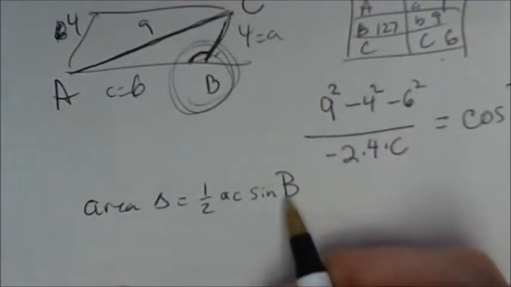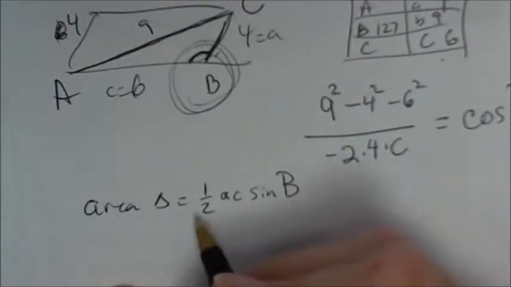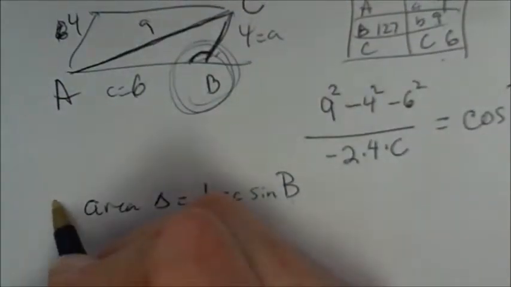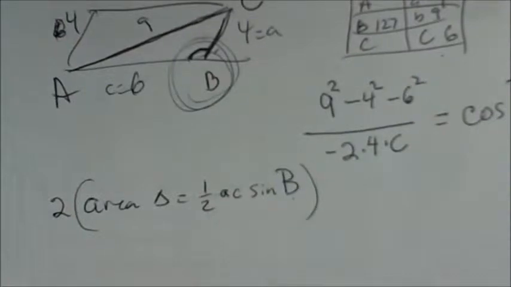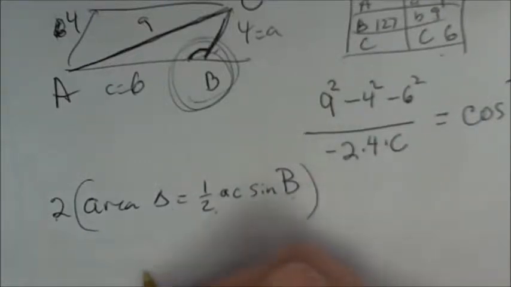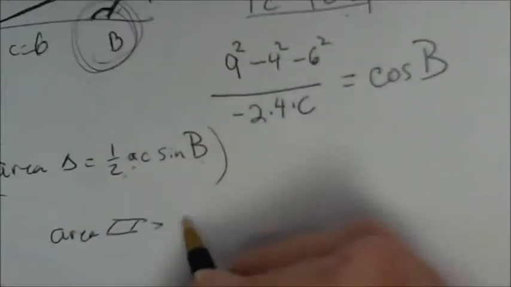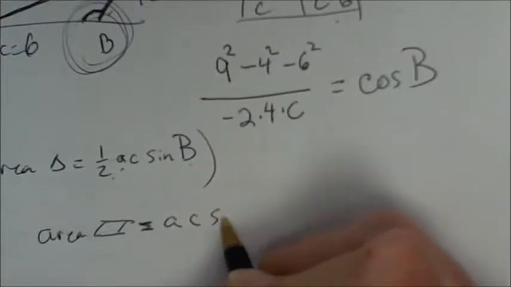All these letters have to be different, and since we know angle B from the previous problem, we're going to do that. Well, that's the area of a triangle. The whole parallelogram is 2 times that. So we're going to double that area and then we're going to get the area of the parallelogram. So 2 times 1/2 is just 1, which is just A times C times the sine of big B.